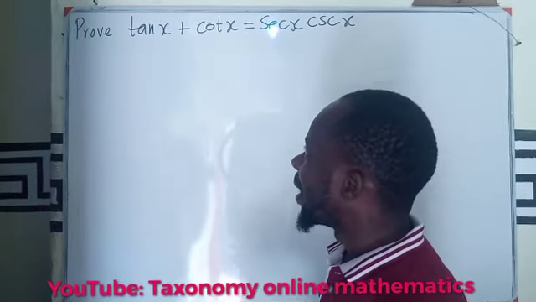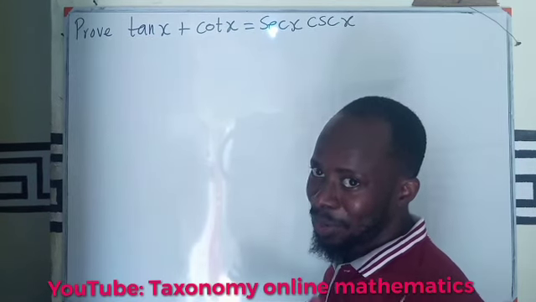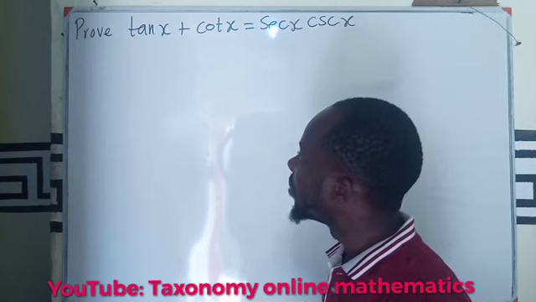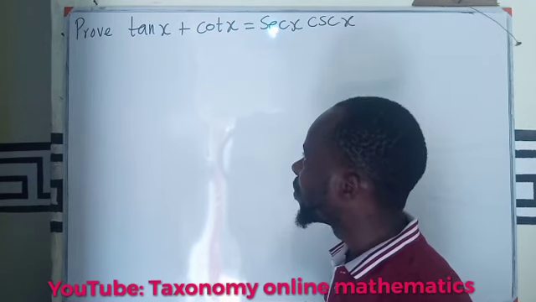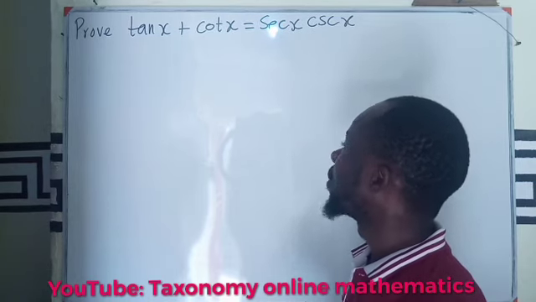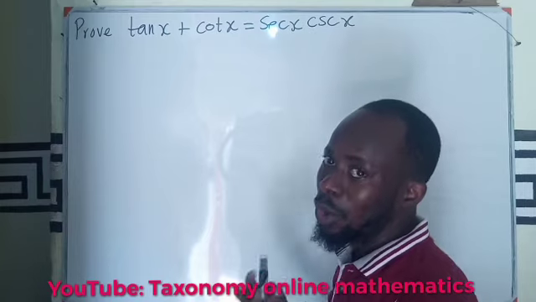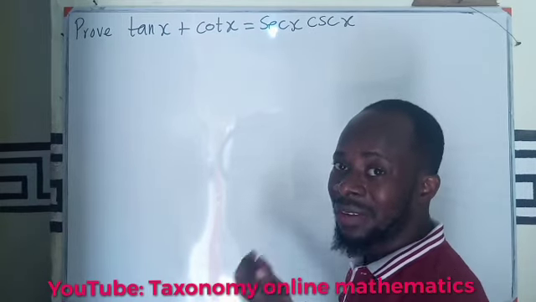We have a simple question we want to provide an answer to in this episode. You can pause the video and see if you can provide an answer to this. We are to prove that tan x plus cot x equals sec x cosec x. So we can begin with our left-hand side to see whether it will actually give us the right-hand side.